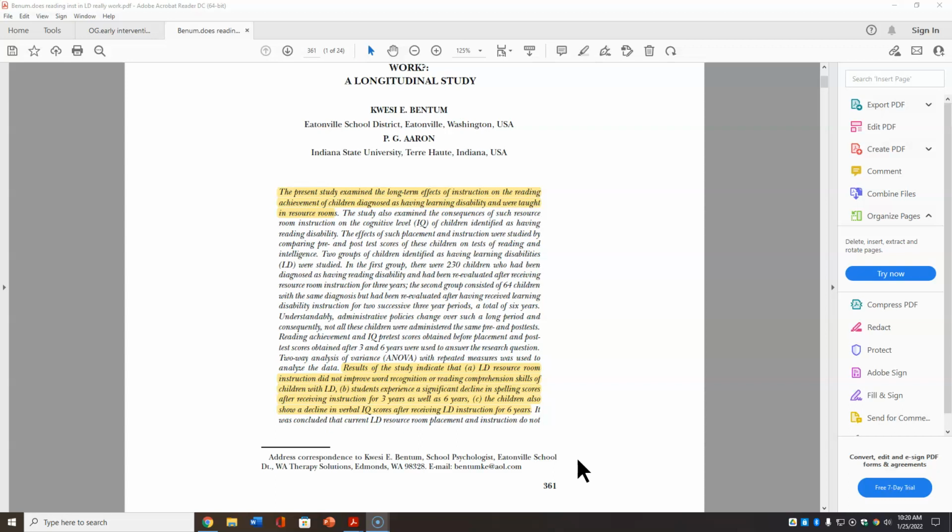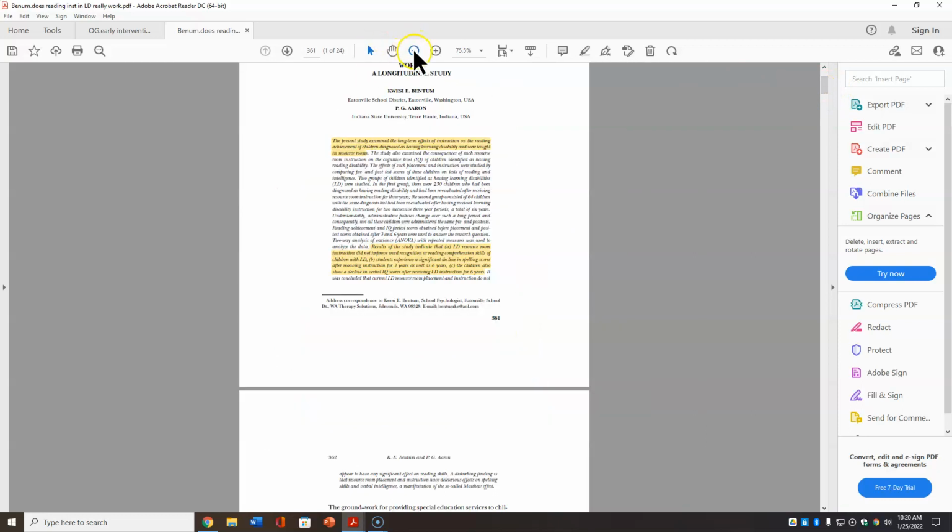And I want to get a sense of the numbers. And I see here, okay, 230 and 64. That tells me it wasn't done with just 3 or 4 or 10 students, that there was an adequate sample size to come to some sort of conclusion. Now I'm going to bring this back.